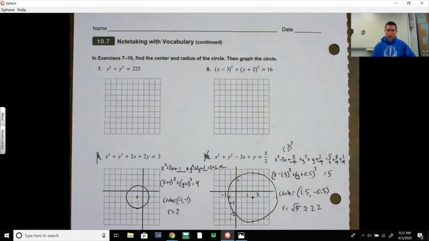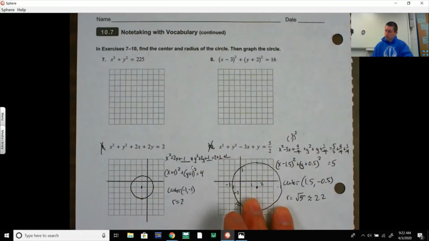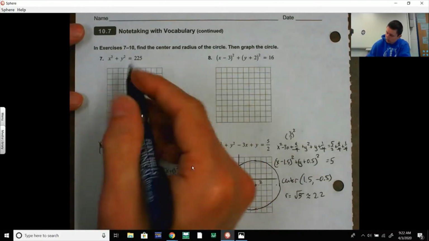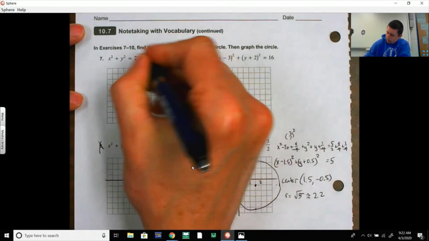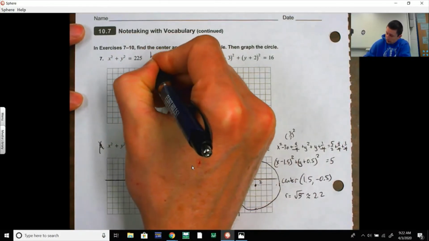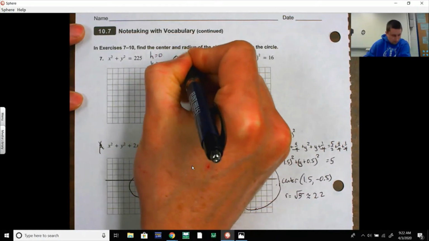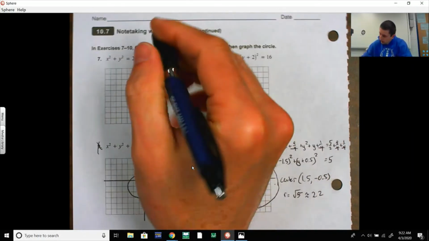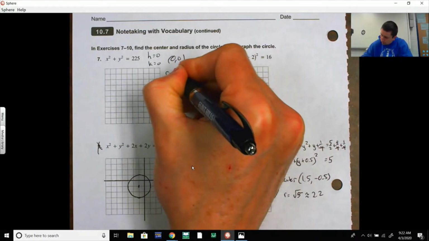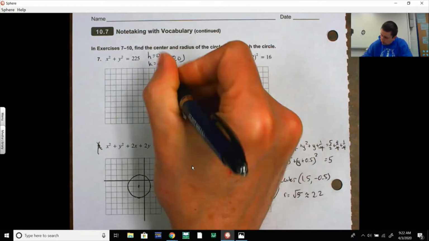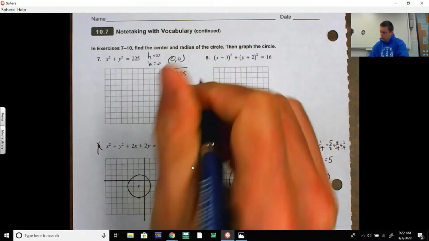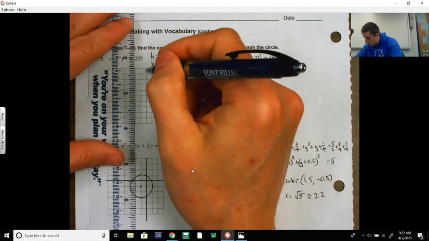Turn over to page 312. We won't do all of these. Find the center and radius of the circle, then graph the circle. So notice how it's x² and y², so that means h is 0, k is 0, so your center is (0, 0). And your radius is the square root of 225, which is 15. So our radius is 15. We will not be counting by ones.